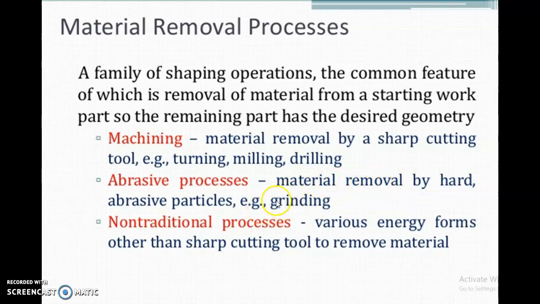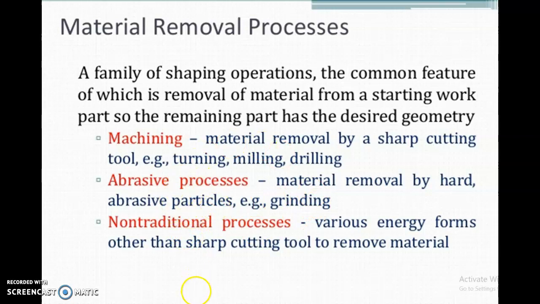Next will be the abrasive process: material removed by hard abrasive particles. An example is grinding. I hope you have seen the grinding wheel. The grinding wheel is made of abrasives. These abrasives are closely bonded together in a grinding wheel. So using the grinding wheel you can remove the material.